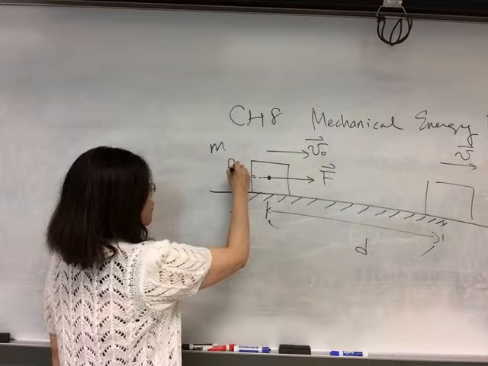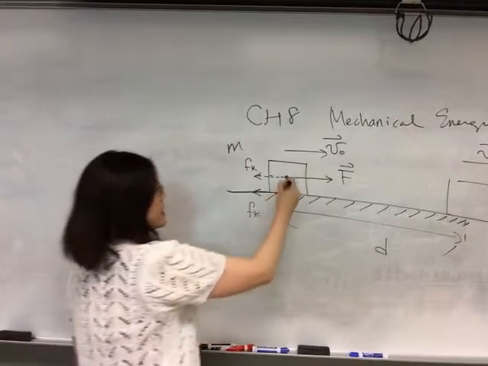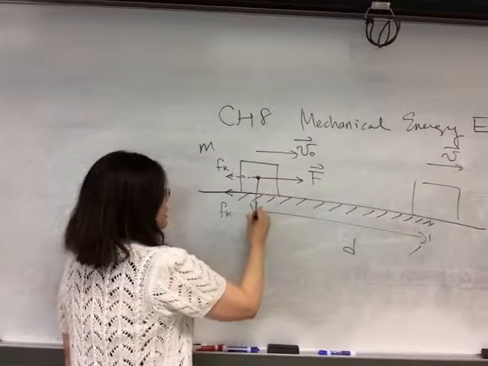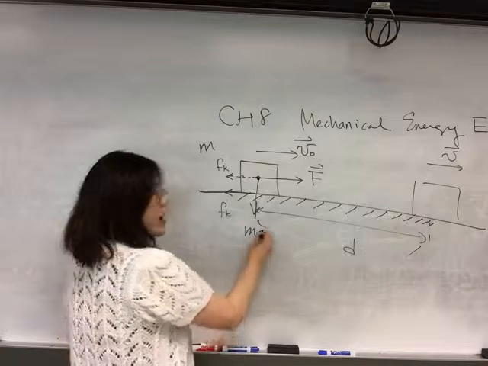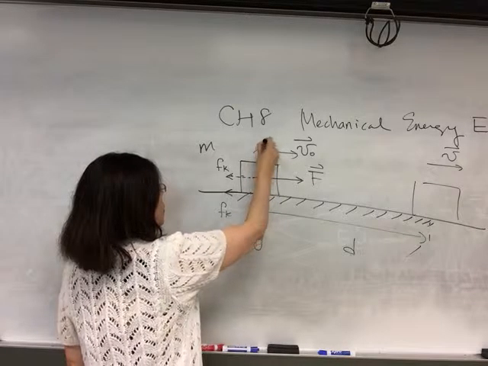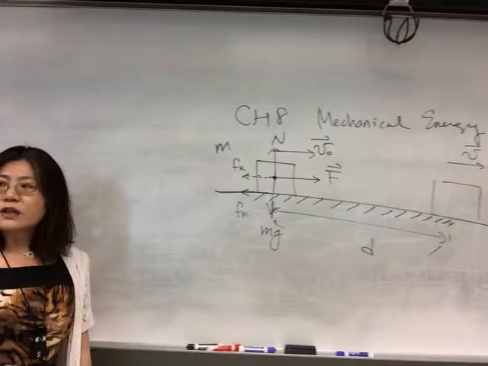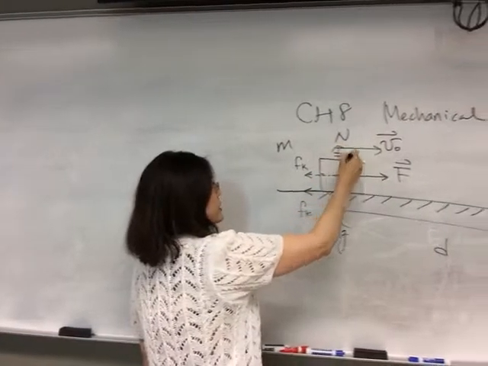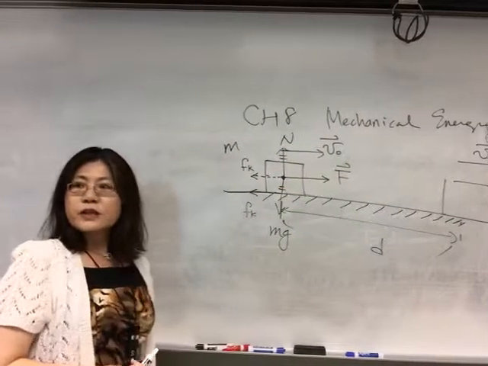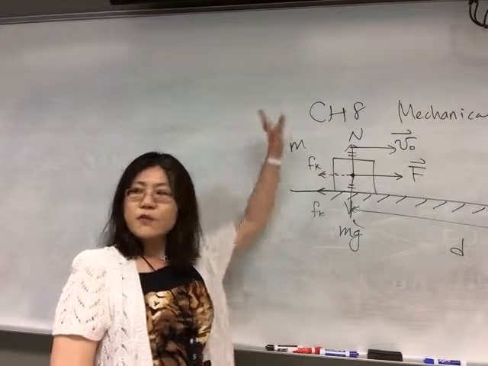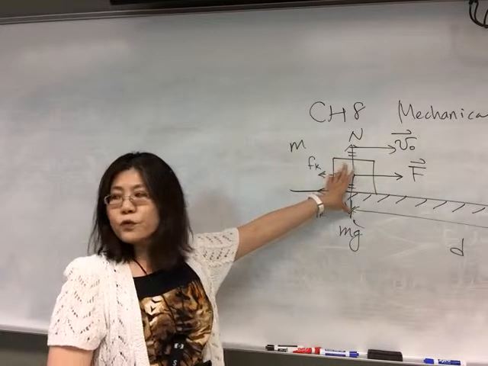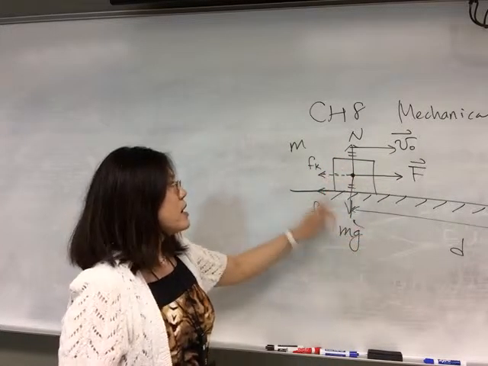So you have the frictional force acting on that, and then simultaneously the gravitational force, that's your mg, and then the normal force. And as you can see from this diagram, the vertical forces cancel each other. It doesn't really matter, because it's not moving in the vertical direction. So the vertical forces have to cancel each other.